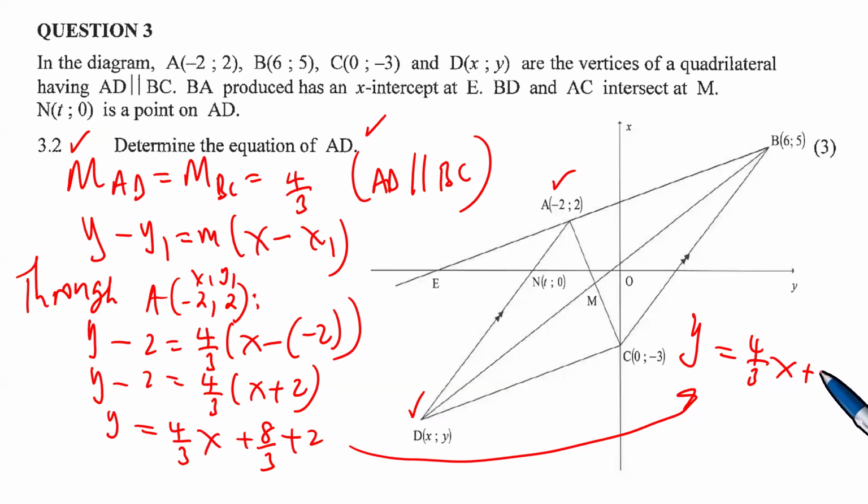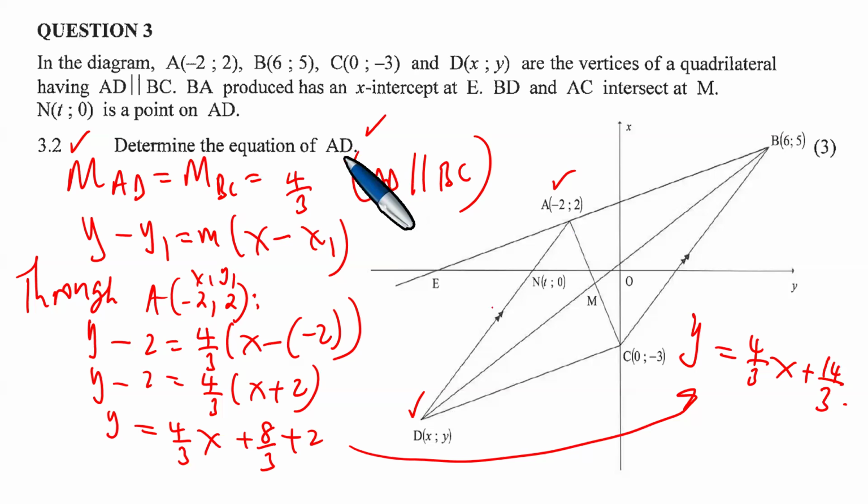So we have exactly 14/3. And therefore, this is the answer. To find the equation of AD, we have y equals 4/3 x plus 14/3. So that is the answer. Any question? No question. Okay, we found the equation of AD.